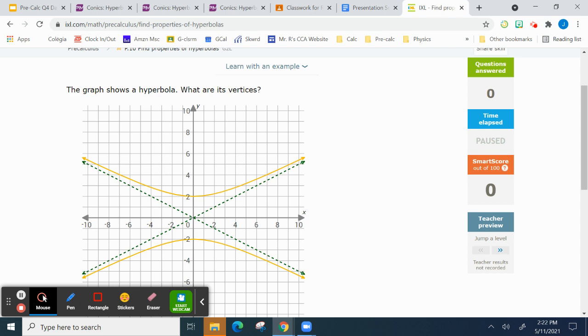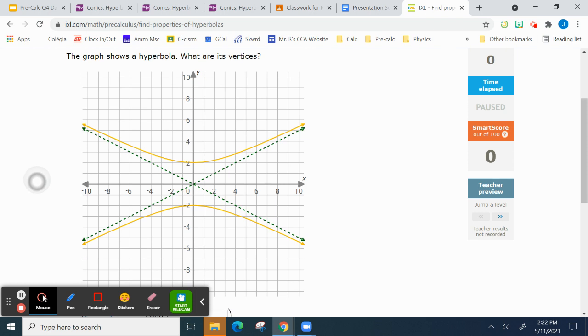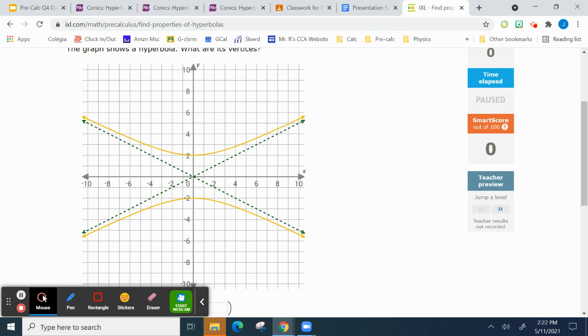This graph shows a hyperbola. What are its vertices? The vertices are the places right there where the two curves are closest to each other. They are also where their extremes are. So if you were going to find a, b, and c, where would you find them?